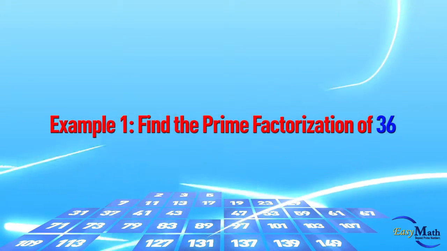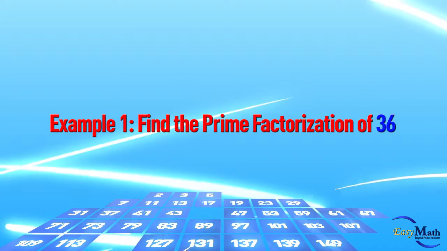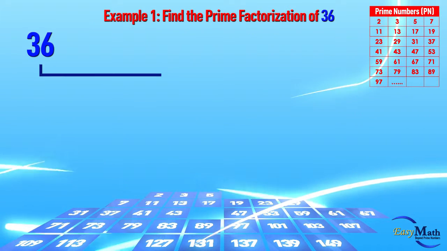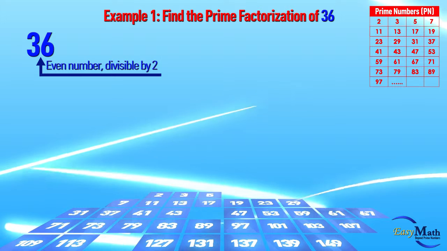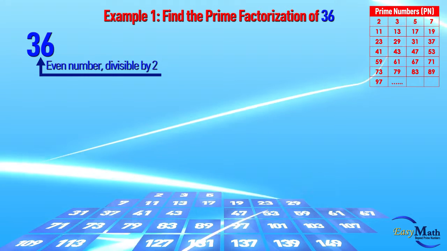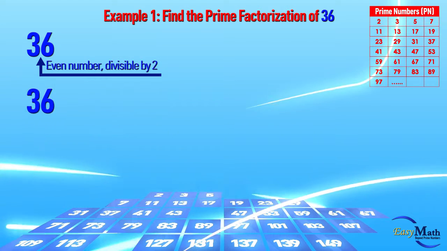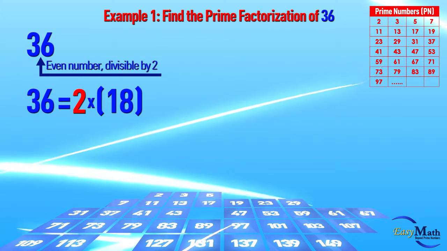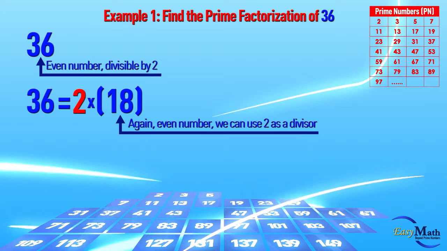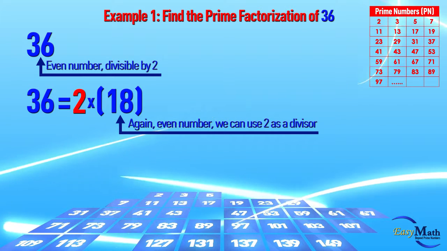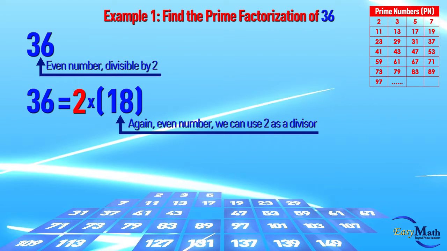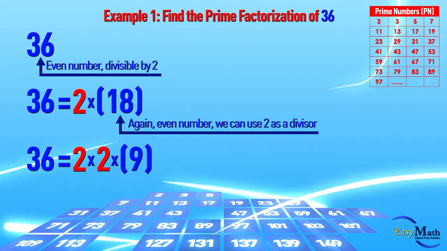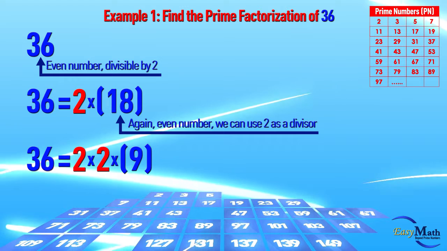Example 1. Find the prime factorization of 36. 36 is an even number, so it is divisible by 2. Therefore, 36 equals 2 times 18. Again, 18 is an even number, so we can use 2 as a divisor. 36 then equals 2 times 2 times 9.